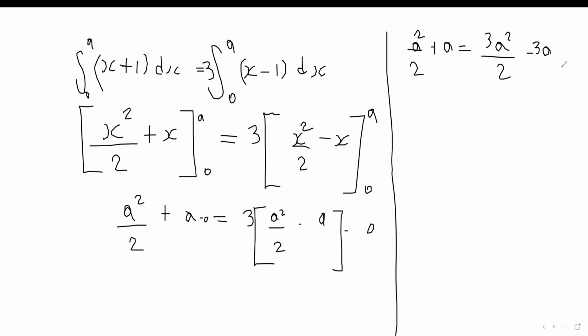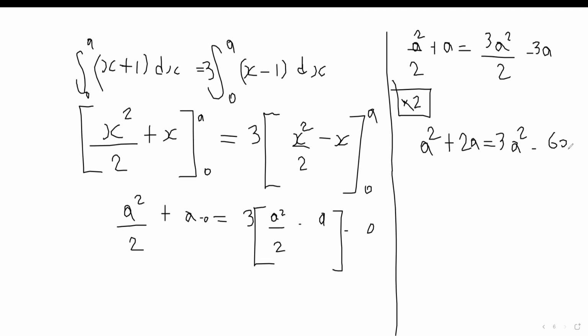So I need to bring everything to one side. I can multiply through by 2 first, because I don't like to work with fractions. Maybe you're a little bit better than me, but I'm not good with fractions all the time. So if I multiply through by 2, I'll get a squared plus 2a, and that's equal to 3a squared minus 6a.